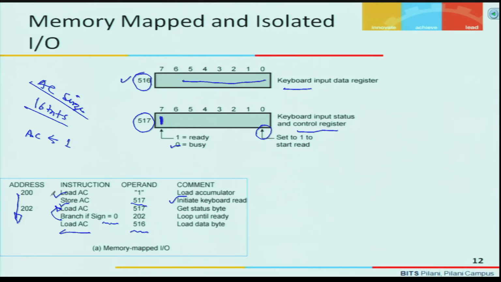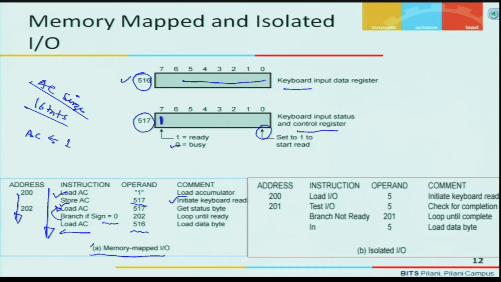All these instructions you can see, load AC, store AC, and branch if sign, are applied to the memory as well. The same thing can be done for memory: you can load the accumulator from some memory location and then store the data. So all these instructions can be used for memory operations as well. That is the case of memory mapped IO. There is no difference between memory operations and any input output operation.